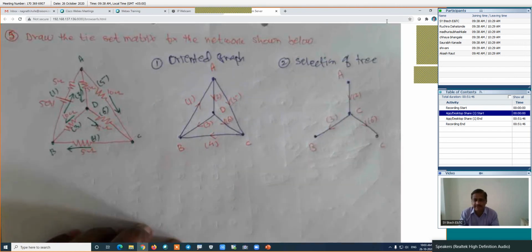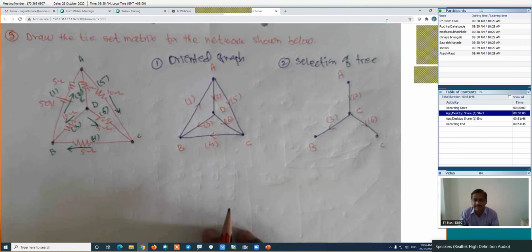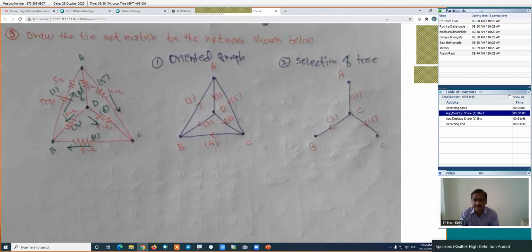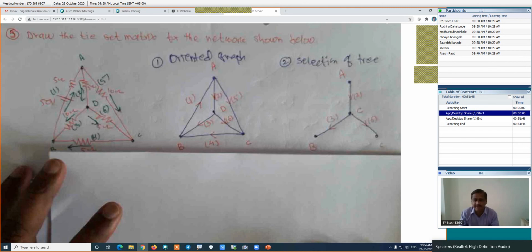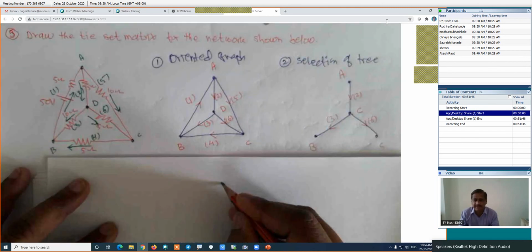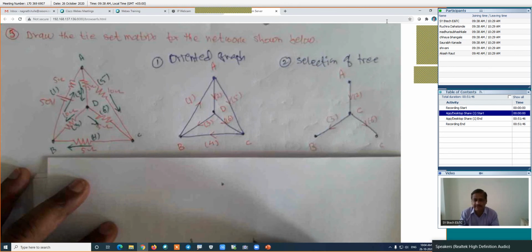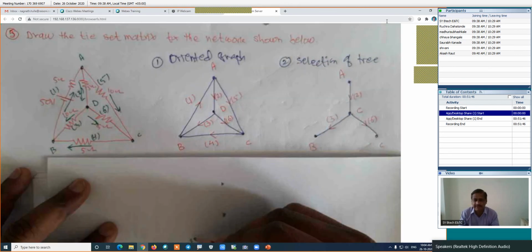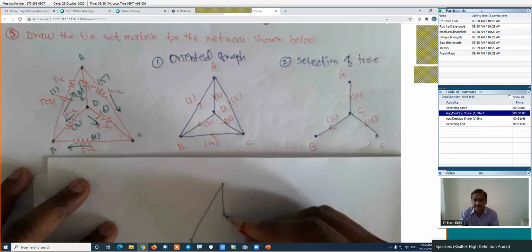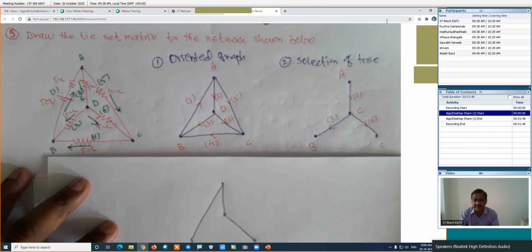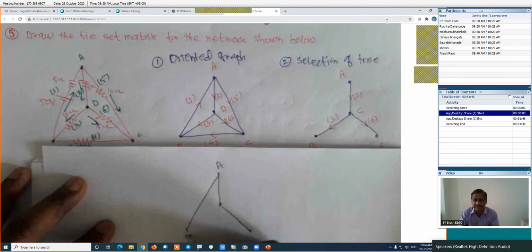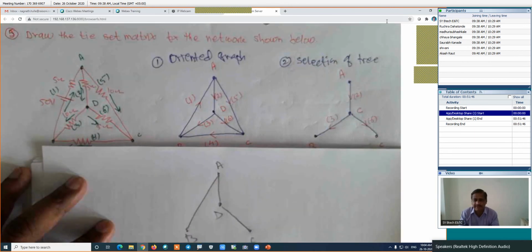The tree may be something like this. I will show some other possible combinations of the tree. How will the other combinations of the tree be? Look at this. For the same graph, if this is node A, this is node B, this is node C, and this is node D, I can have branch 1, 2, and 3. This may be another tree. Are you getting me? This is node A, this is B, this is C, and this is D. This may be the given tree, or we have to select this as a tree.